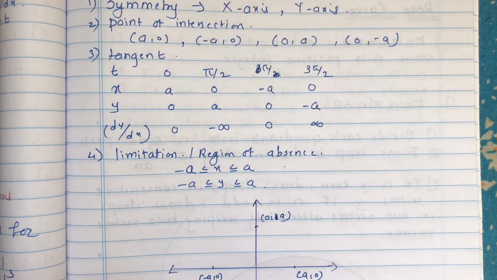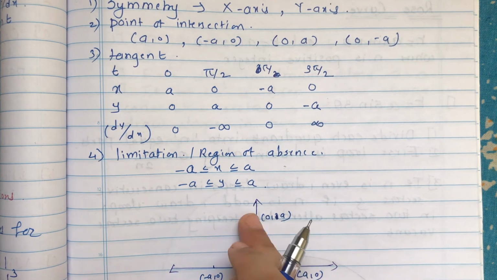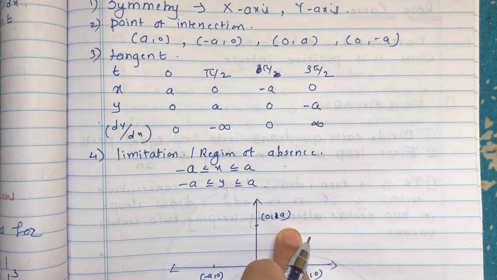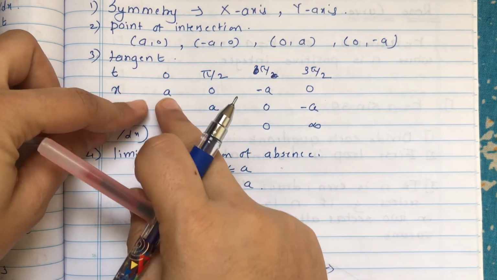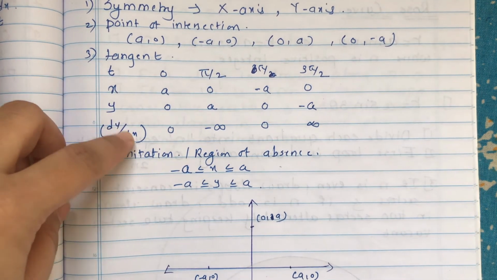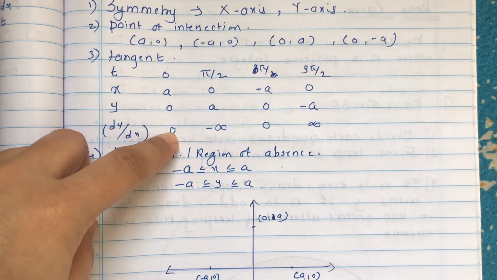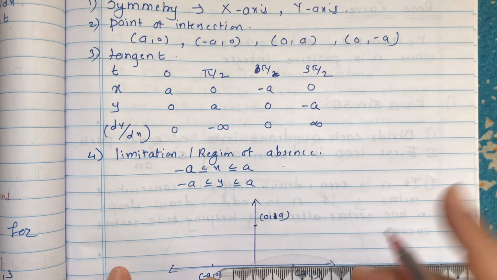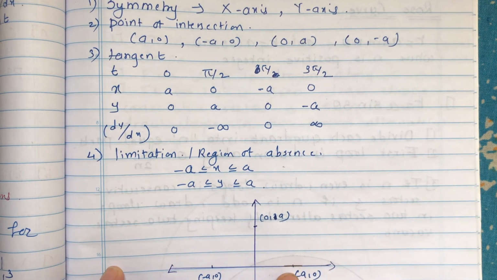Next we will draw tangents at these points. We will draw tangents at these 2 points only, because these 2 points will be in the first quadrant. So at a comma 0 will be this point, right? When t is equal to 0 we get the a comma 0 point, and at this point dy by dx is equal to 0. That means the tangent is parallel to x axis, right? So we'll consider this.